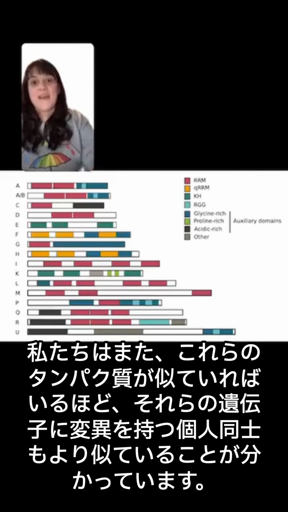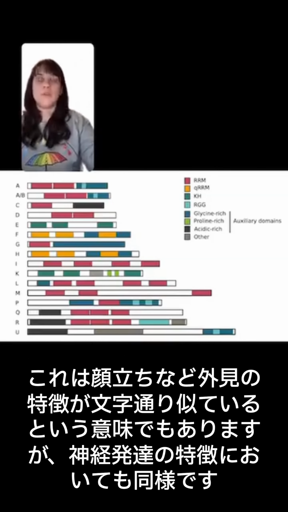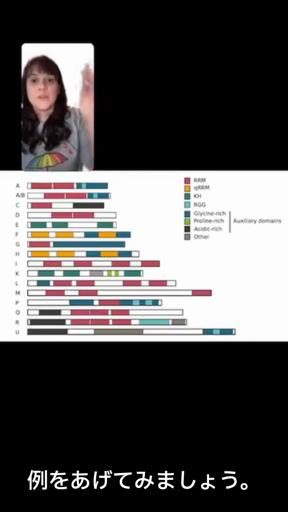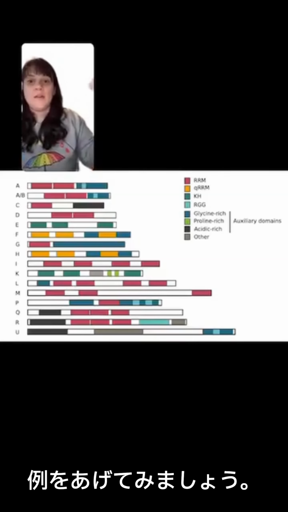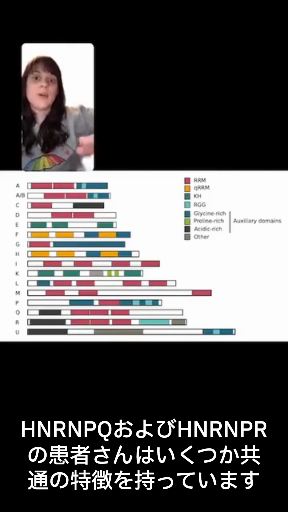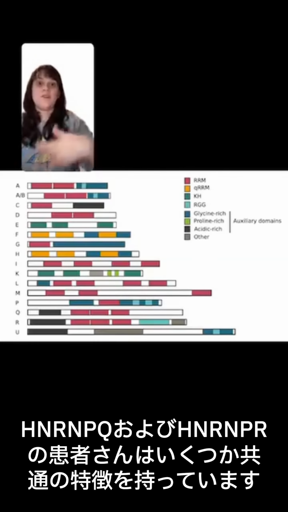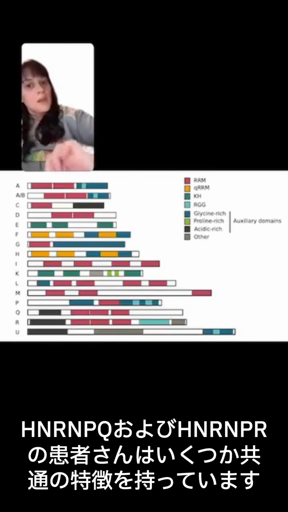We also know that the more these proteins look alike, the more the individuals who have variants in those genes look alike, which can be somewhat literal in terms of their facial features, but also just in the neurodevelopmental features. And so some individuals with, let's see, which is a good example. Those with HNRNPQ and HNRNPR do have some shared features compared to some of the other HNRNPs.